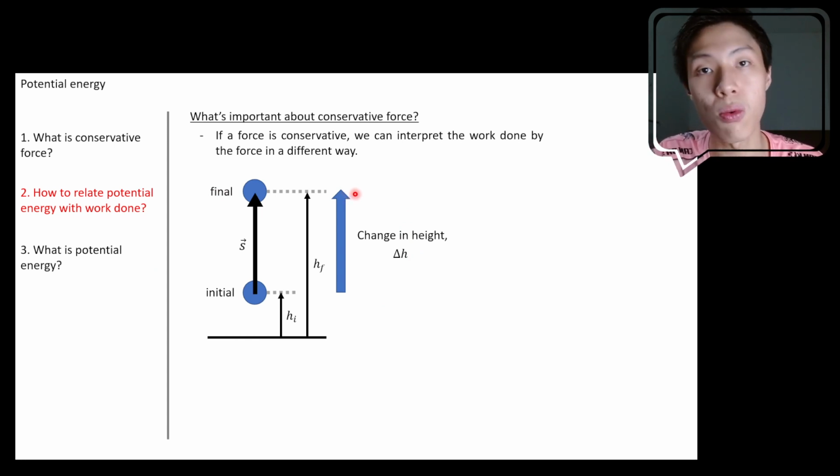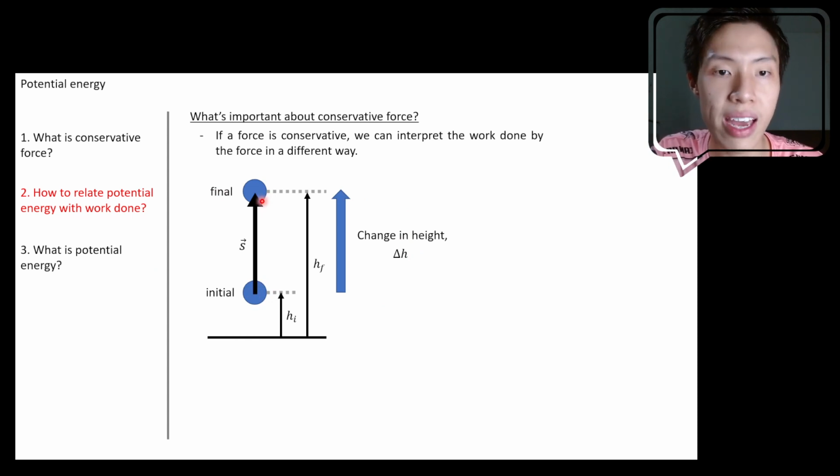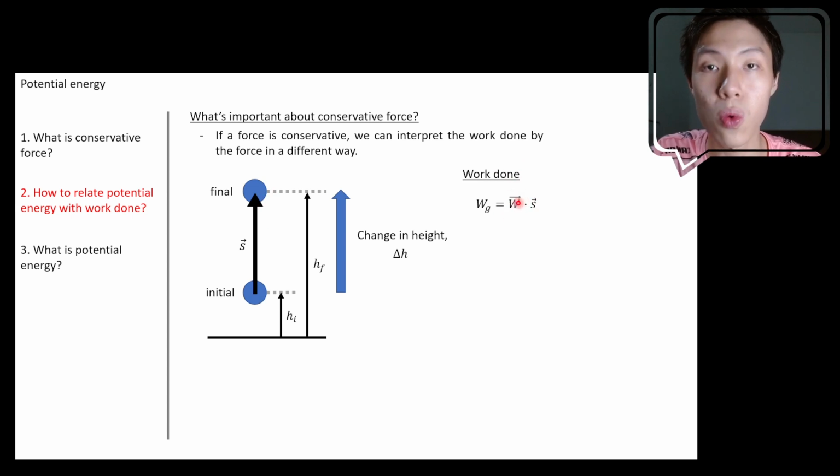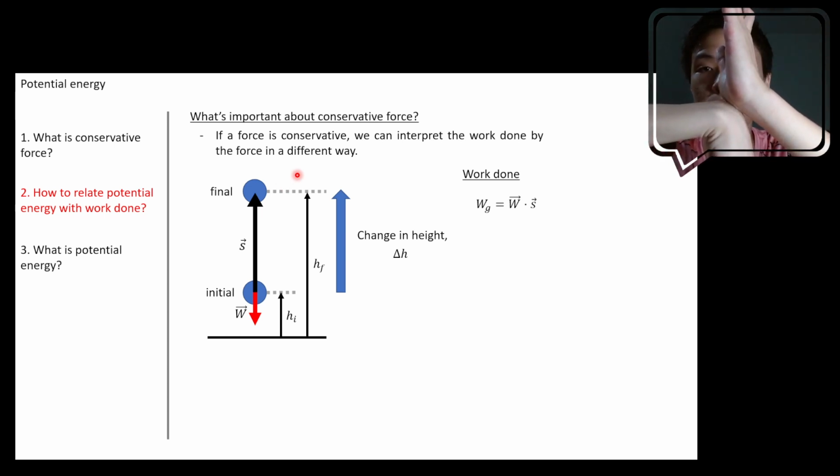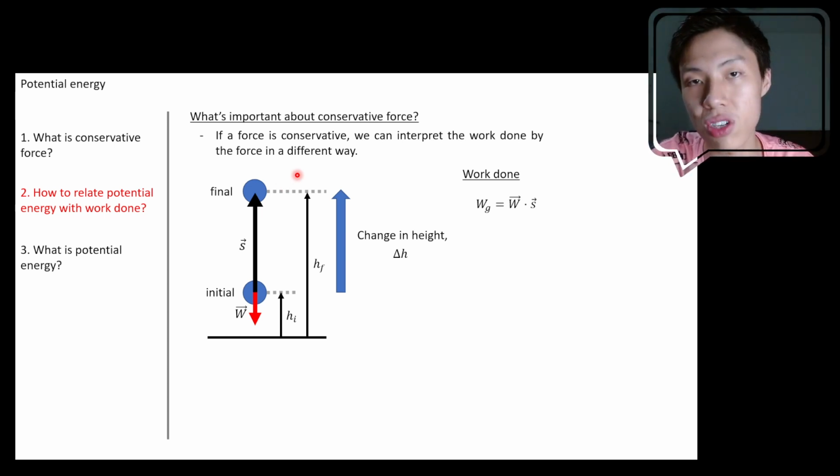Let's try to determine the work done by gravity when this object undergoes this displacement s. The work done by gravity, we know that it's just a scalar product between the weight and the displacement. So let's determine the direction of weight, the direction of displacement, and the angle in between the two vectors. Weight is the gravitational pull exerted by Earth, so in this case, it's pointing downwards. Whereas the displacement, since this object is moving upwards, is pointing upwards. So weight is downward, displacement is upwards. We know that the angle between them will be 180 degrees.